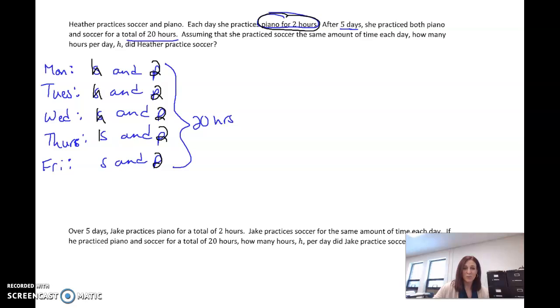I'm not super concerned with that, but we'll just go with it because it gives us that. So she practiced soccer for how many hours and piano for 2 hours? Plus, right? We're going to put a plus sign here because the number of hours she spent practicing soccer plus the number of hours she spent practicing piano each day. And I know this is really sloppy, but I want you to see that every day she practiced soccer for so many hours and piano for 2 hours. She did that for 5 days. So we have 1, 2, 3, 4, 5 of these.